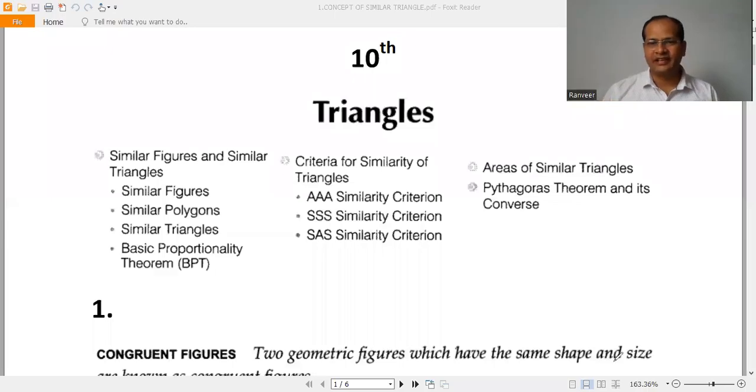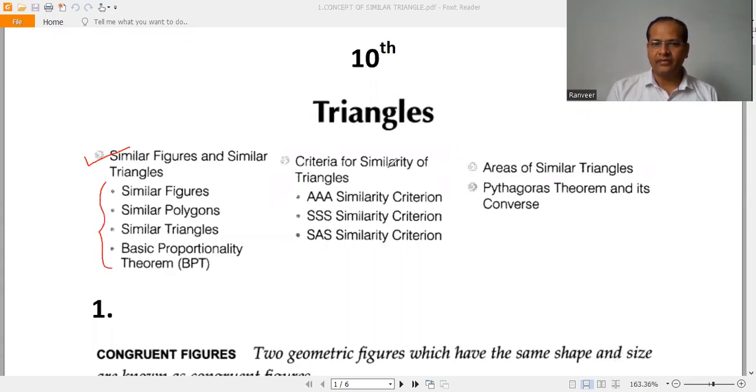Hello, dear student. Now we are going to see the topic called triangle. In the triangle, first of all, it is divided into four sections. First, we have to read about similar figure and similar triangle. Now in the similar figure, similar polygon, similar triangle and BPT theorem. This is the first part we are going to see.